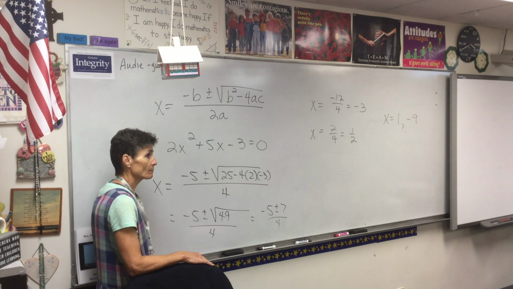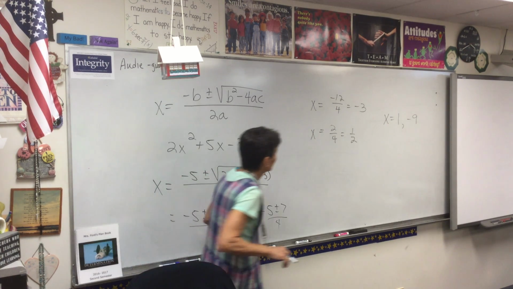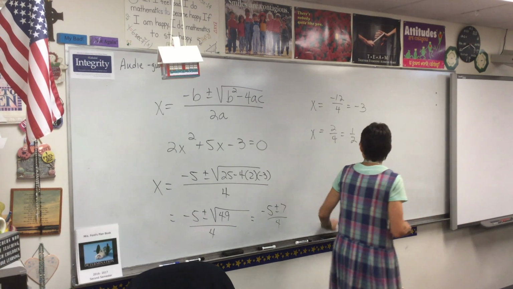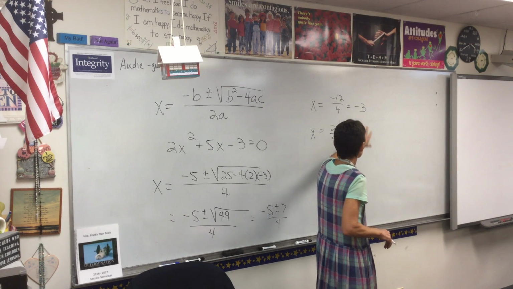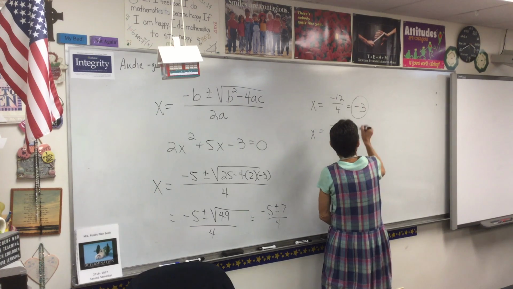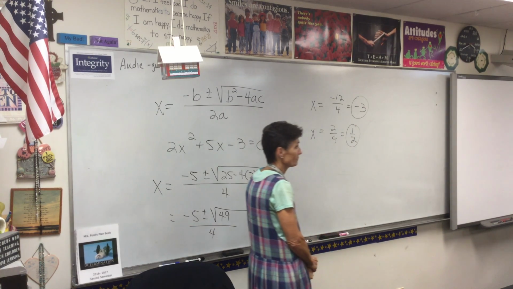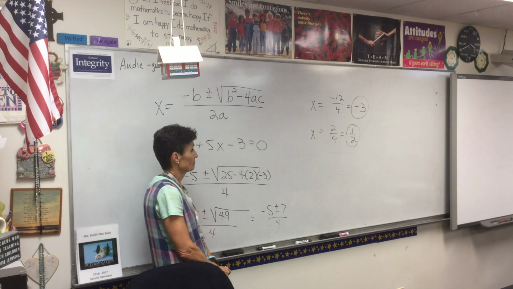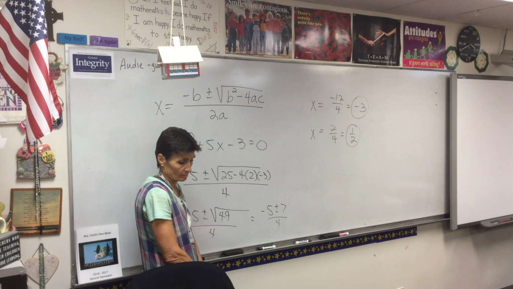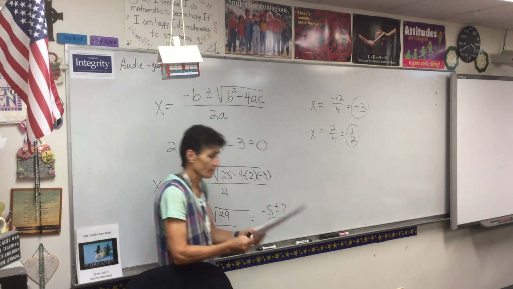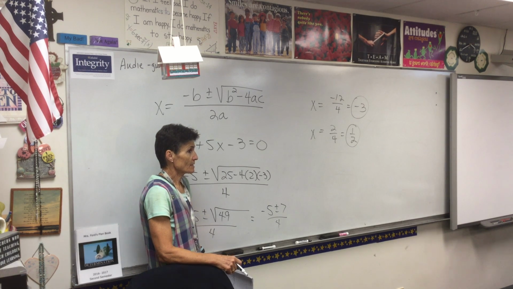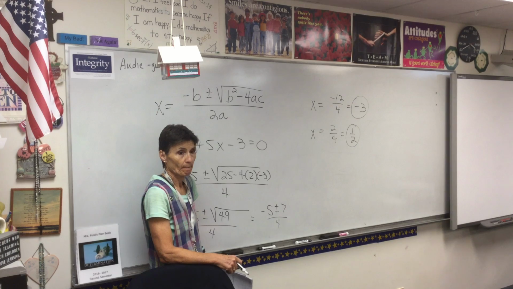Questions about that? Can you not simplify it down? I got 1/2. So here are my two answers. I got -3 and positive 1/2. We good? Can we move on? Because the next one's gonna have something a little more exciting.